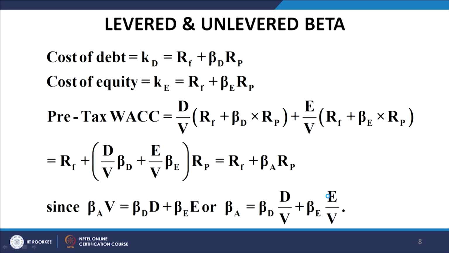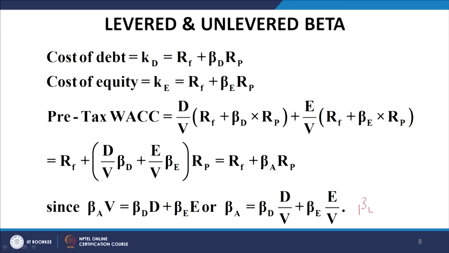If you look carefully here, note that beta D is usually very small. Sometimes we approximate it by 0, because the sensitiveness of the market value of debt to a market index or market equity index is insignificant, very small in any case. So, that being the case, beta D is very small, and therefore beta A is approximately equal to beta E upon V.